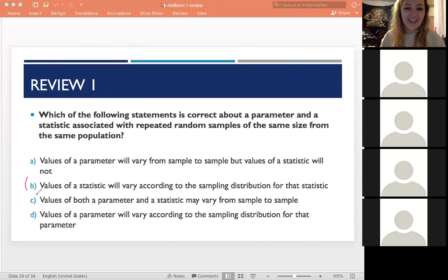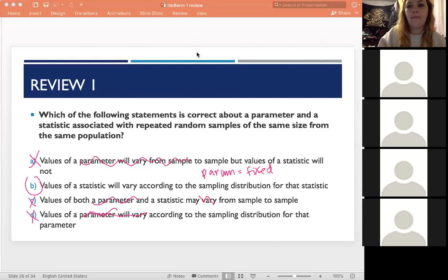So, answer is B. Remember, our parameter is going to be fixed. A is incorrect because it's saying parameter will vary from sample to sample. C says values of both the parameters, no, because parameter does not vary. And D also says parameters vary. Nah. So, B is correct because statistics vary. And this can also go on to say that parameters are going to be fixed. So that's why our answer is B.